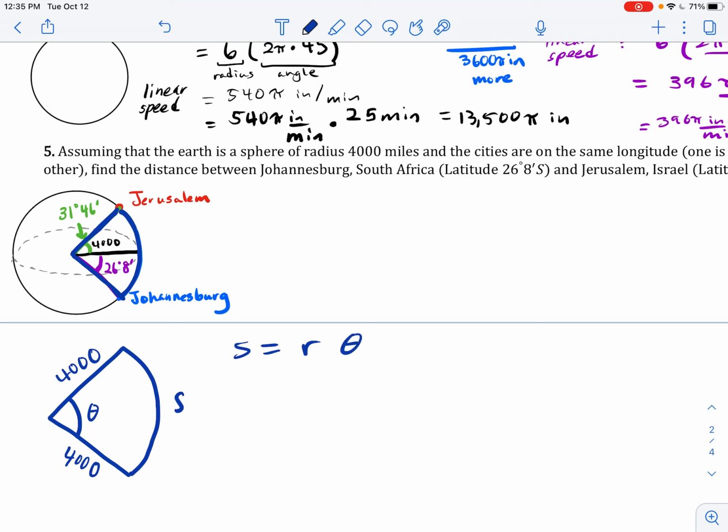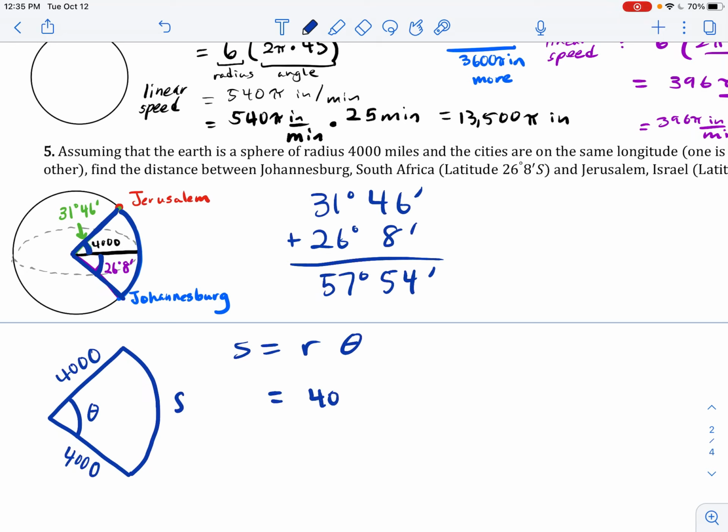And guess what? We have this angle here, and we have this angle here. So let's add those up: 31 degrees, 46 minutes, plus 26 degrees and 8 minutes. That's going to give us 57 degrees and 54 minutes. Now that I have that, I can say my radius is 4,000 and my angle is 57 degrees and 54 minutes. We're definitely going to have to convert that into radians, but you'll probably want to convert it into decimal mode first.